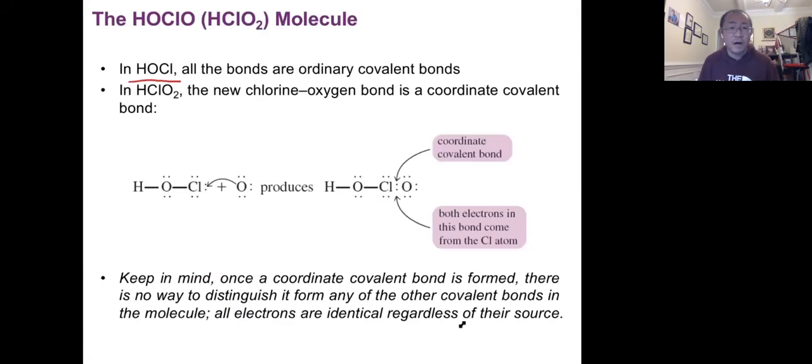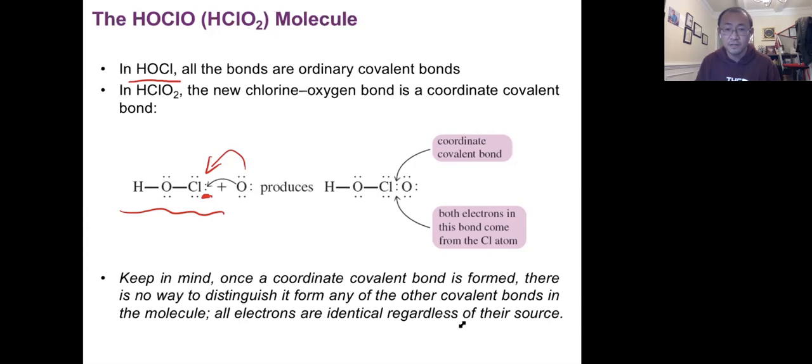This is HOCl, what it looks like. All the bonds are ordinary covalent bonds. There's no coordinate bond. But this molecule can make a new bond with an oxygen if we have an oxygen coming in. How many valence electrons does oxygen have? 6. 6 means what? This oxygen needs 2 electrons to satisfy the octet rule.